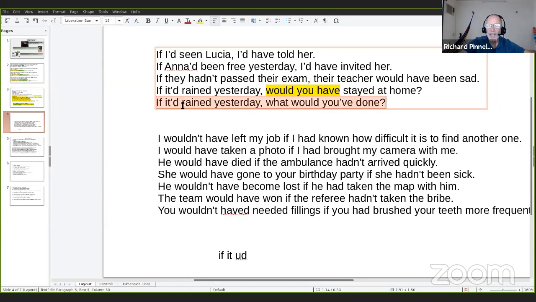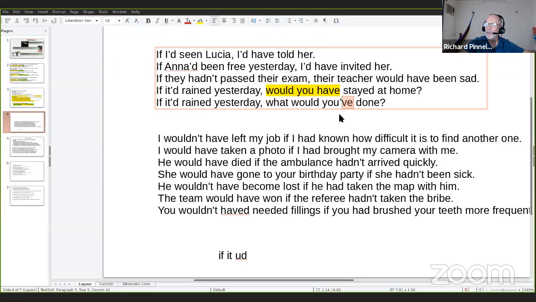If it had rained yesterday, what would you have done? What would you have done? The have is pronounced like an of. What would you have done?